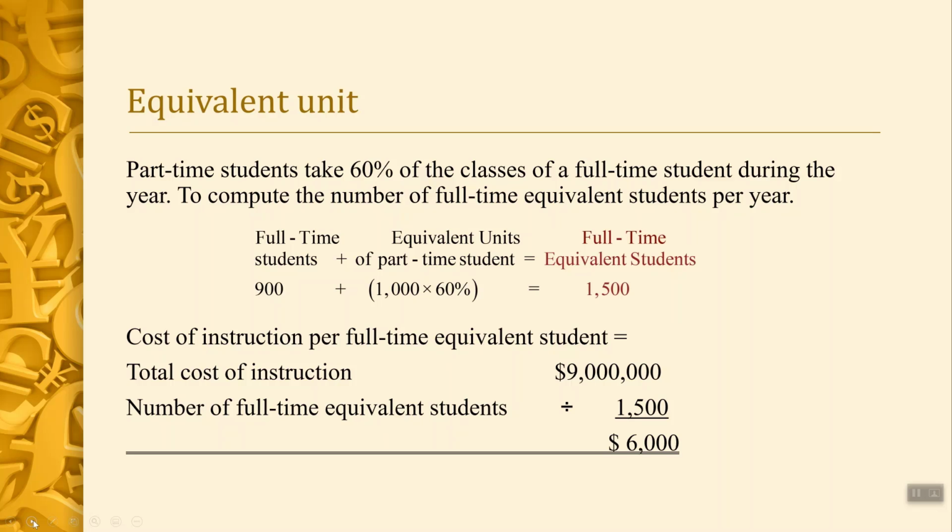Now that we have the number of full-time equivalent students, it will be easy for us to find the cost per year. So total cost of instruction is 9 million. Divide that by 1,500. That gives you 6,000 for cost per year.